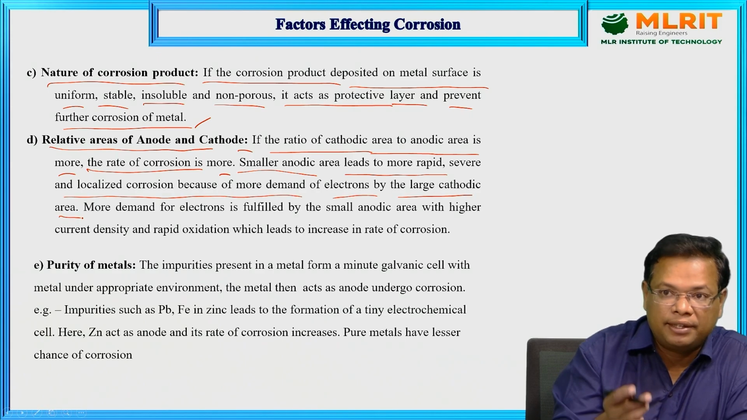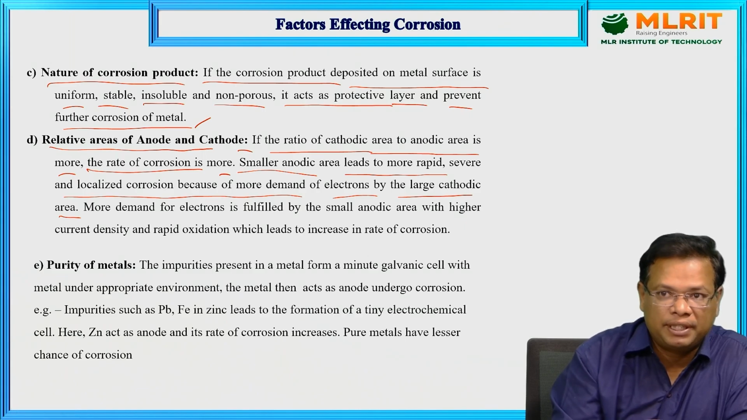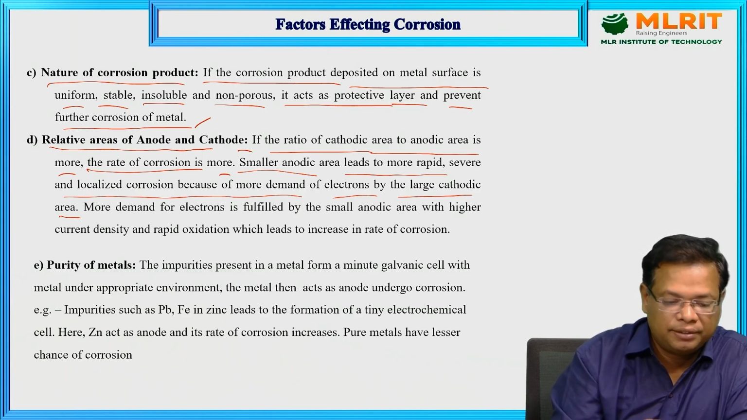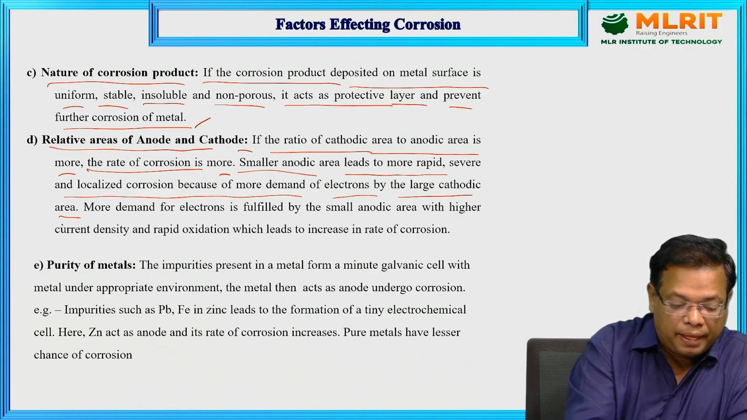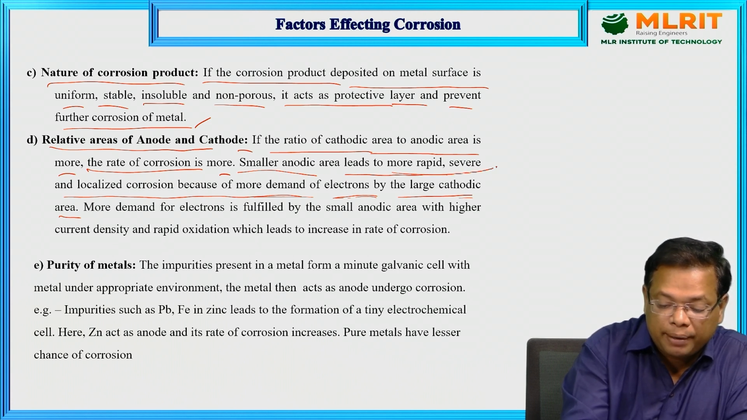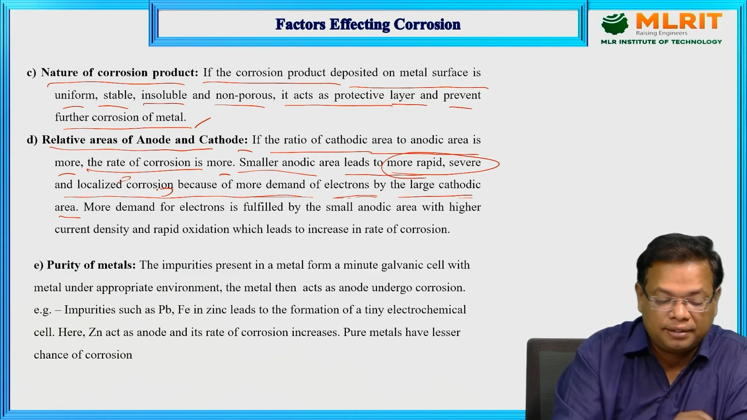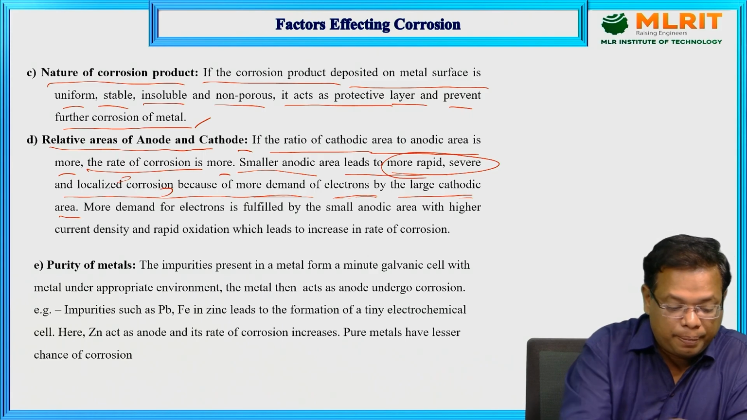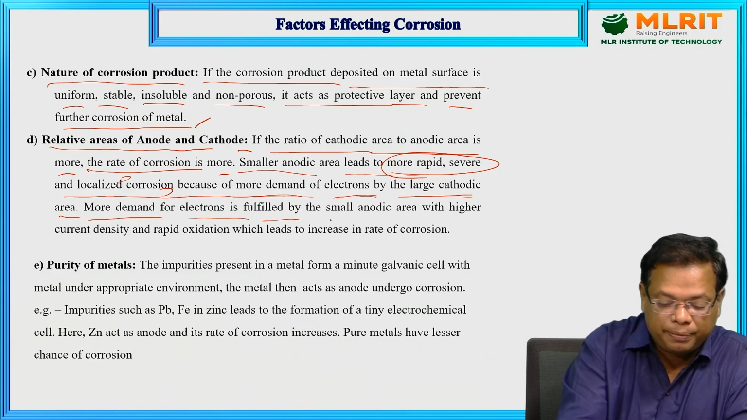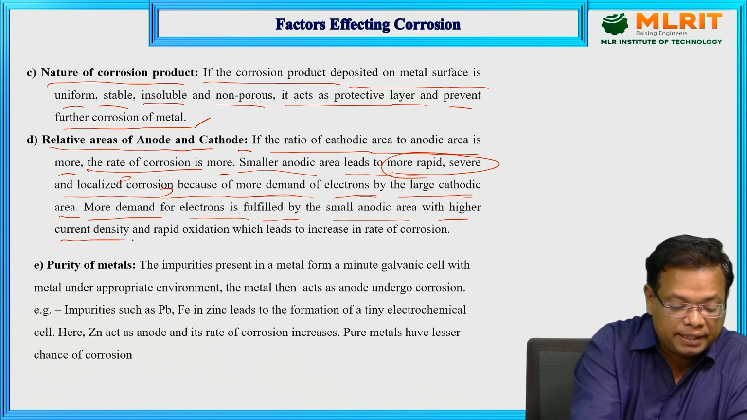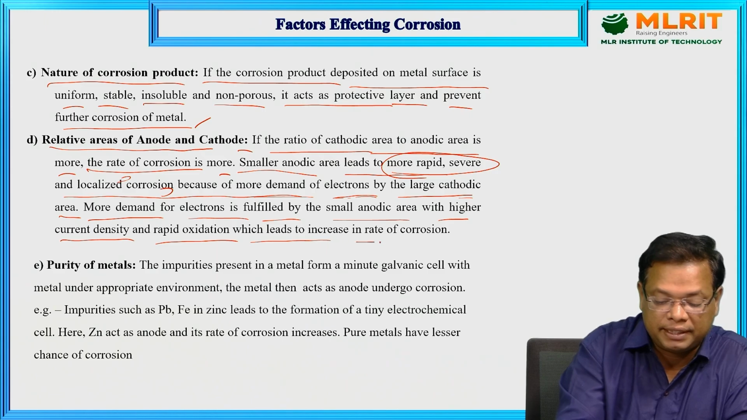So if the anodic part is very small and the cathodic part is very large, then the cathode is always seeking the electrons. So there is more demand for electrons by the large cathodic area. This is why a smaller anodic area leads to more rapid, severe and localized corrosion. More demand for the electrons is fulfilled by the small anodic area with higher current density and rapid oxidation, which leads to the increase in the rate of the corrosion.